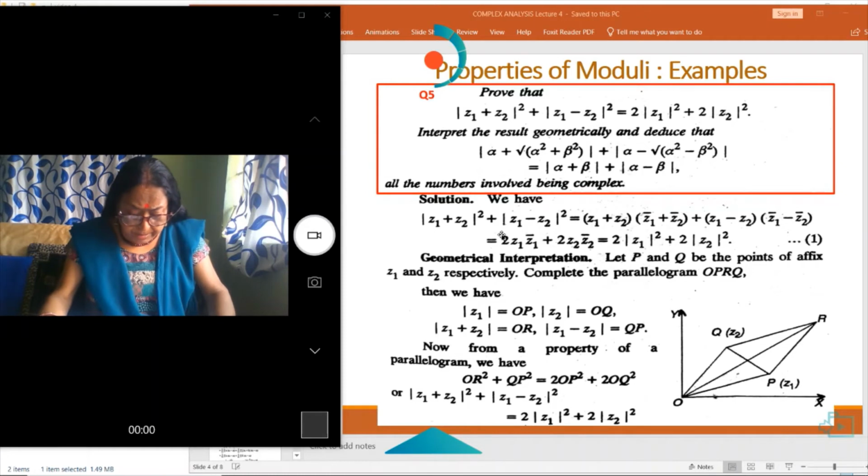Now, the geometrical interpretation. Let P and Q be the two points, with affixes z1 and z2 respectively.